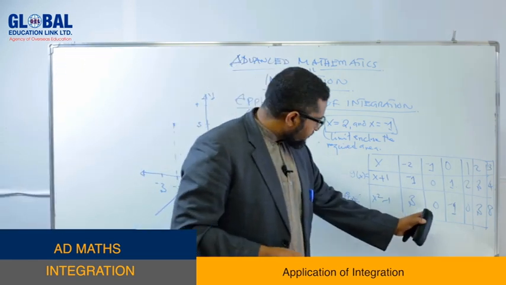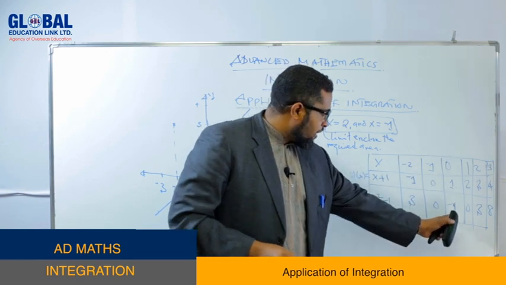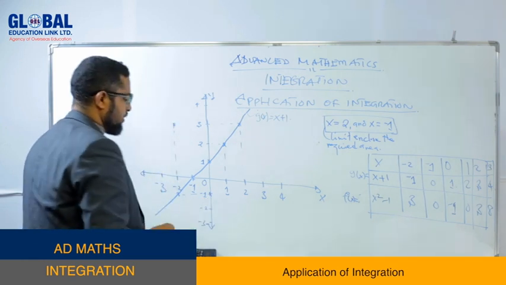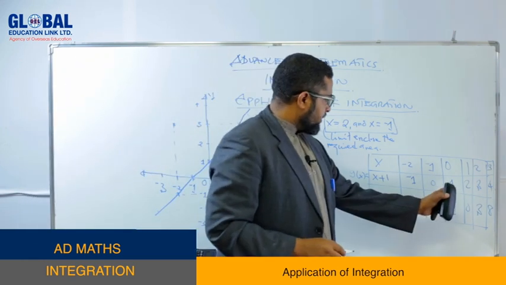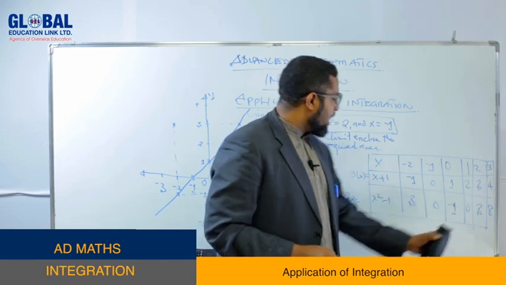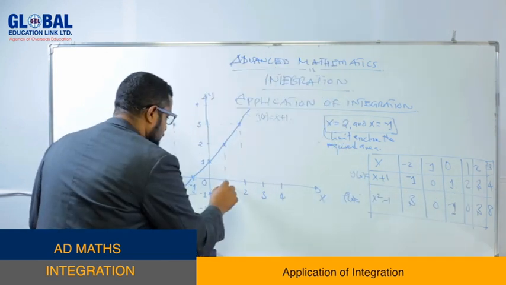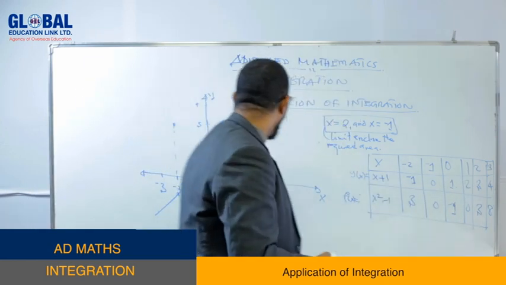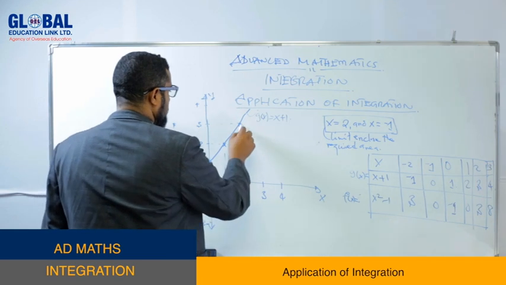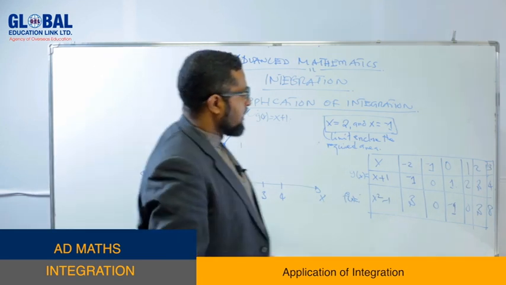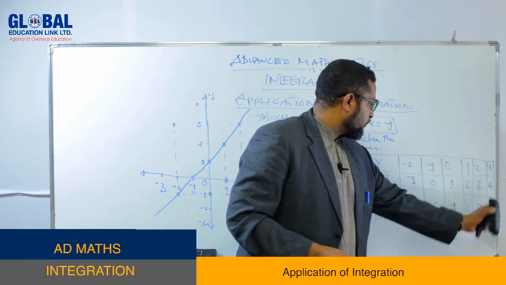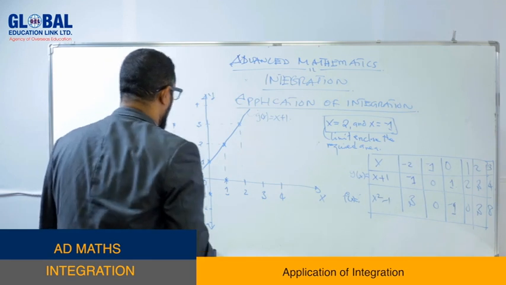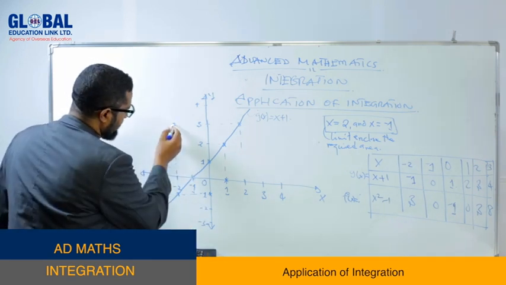When x is equal to 0, we have negative 1. When x is equal to 1, we have 0. Now let's see, when x is equal to 2, we have 3. And then let's add another one. When x is equal to 3, we have 8. So it will be somewhere there.